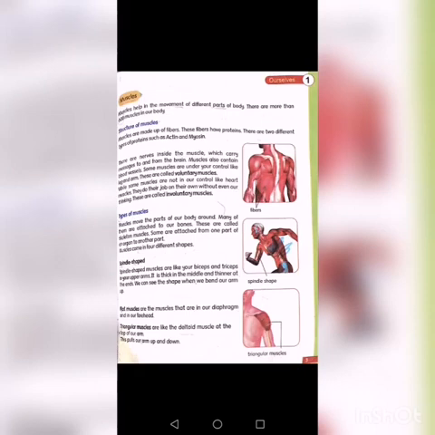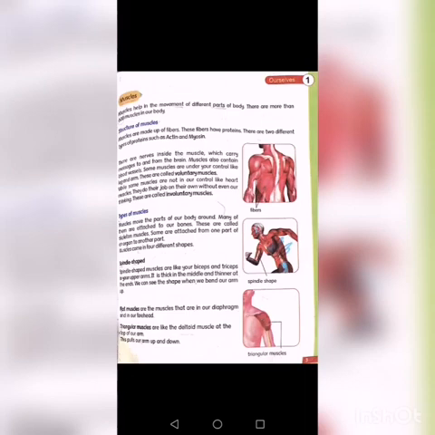Then, types of muscles. Muscles move the parts of our body around. Many of them are attached to our bones. These are called skeletal muscles. Some are attached from one part of an organ to another part. Muscles come in 4 different shapes.